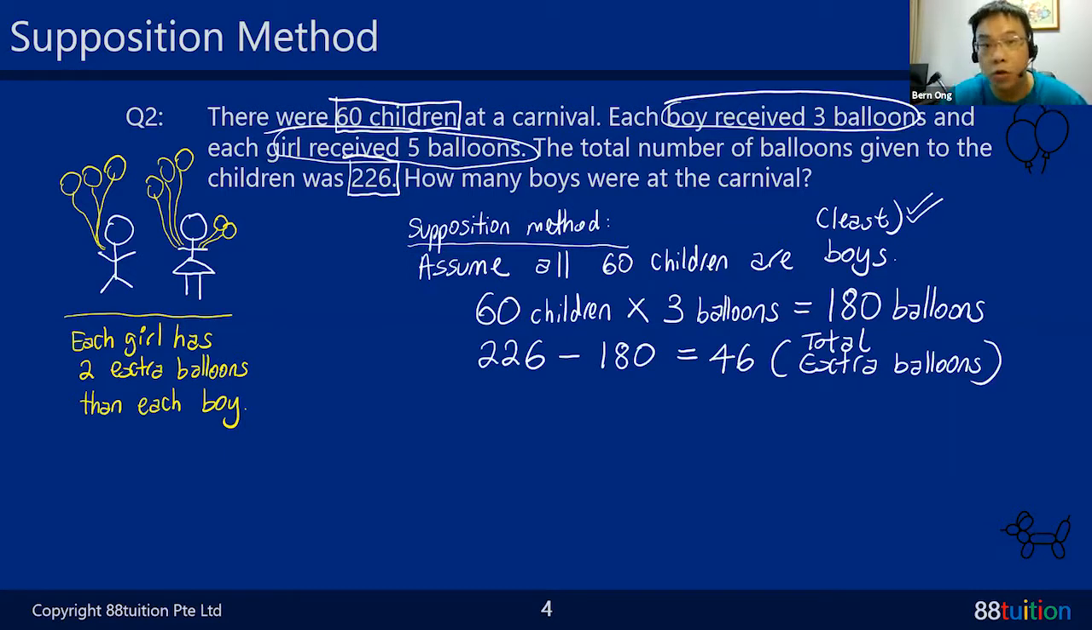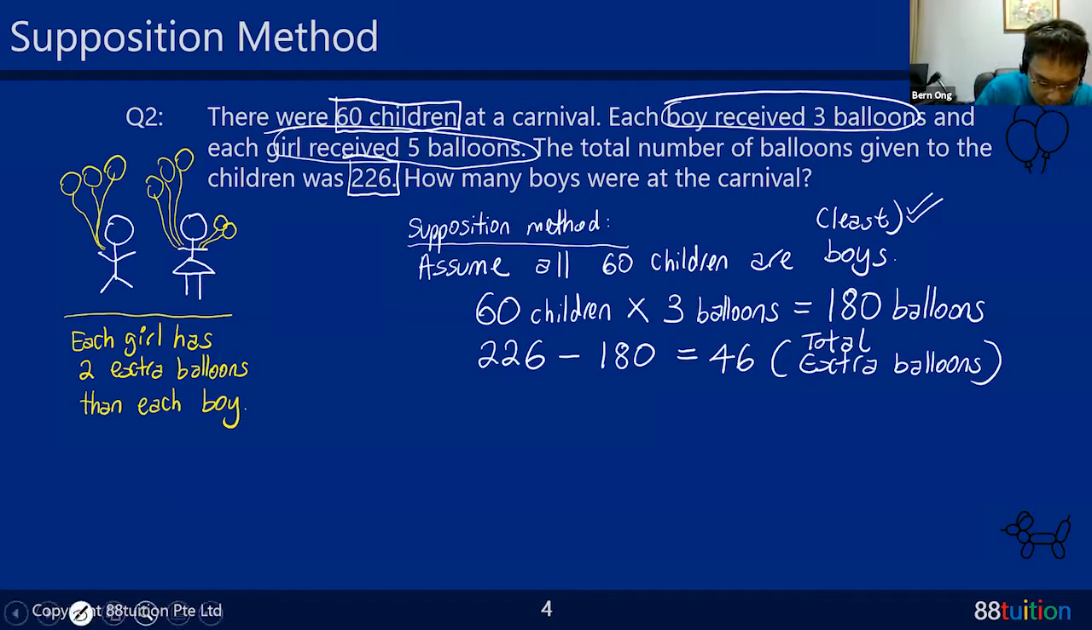Look at my beautiful drawing. Every girl got 2 extra balloons each. So the extra must come from who? The extra must come from the girls. Can you see? Because they got 2 extra balloons each. Wow, girl power. How come like that?